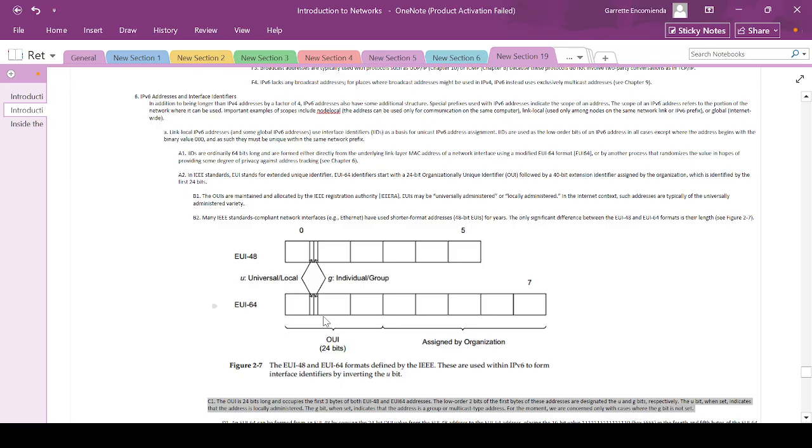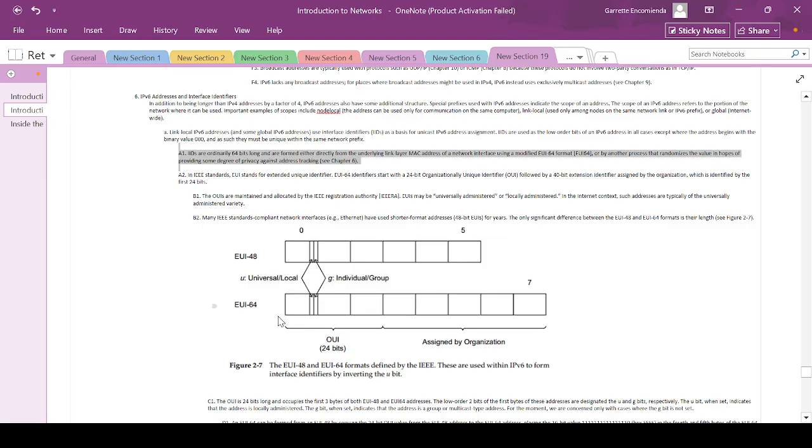So these EUI-64 and EUI-48 are used within IPv6 128 bits to form the interface identifier by inverting the U bit. So it is used to form this IID, which is the basis for unicast IPv6 address assignments. IIDs are used as the low order bits of an IPv6 address in all cases except where the address begins with 000, right? So IIDs are ordinarily 64 bits long.